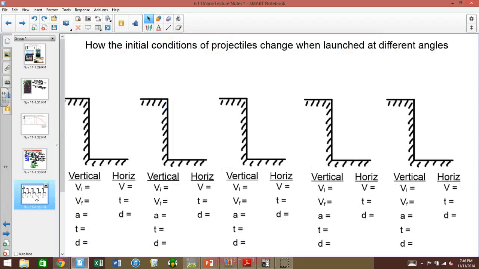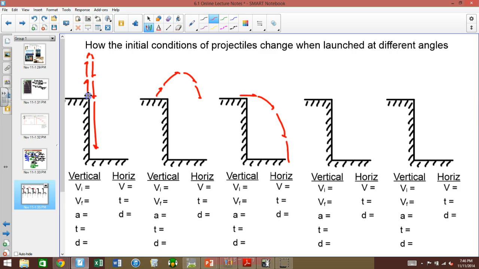Now, there's a whole bunch of scenarios you could come across, as far as I know. Meaning that you could fire something straight up in the air. You could fire it at an angle. You could fire something horizontally. You could fire it at a downward angle, or you could fire it straight down. And they're all exactly the same, and they're all different. Let me show you how they're the same.